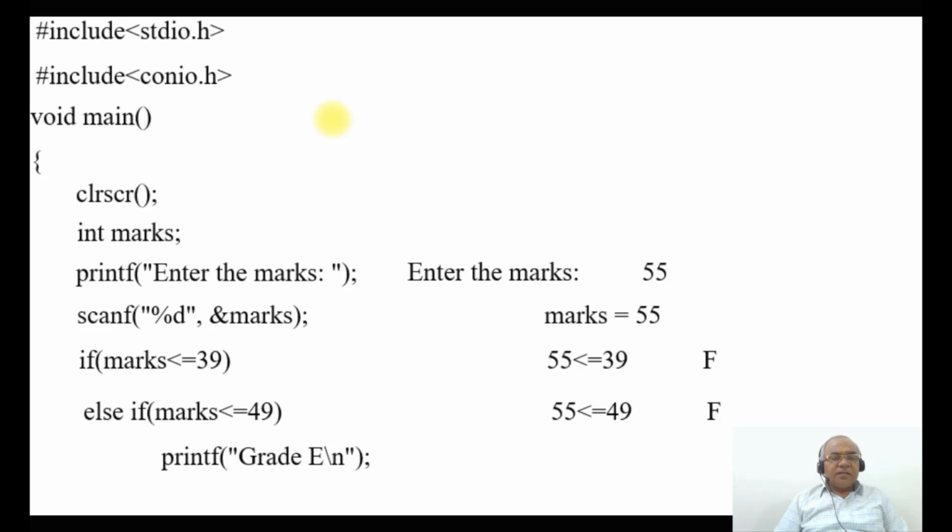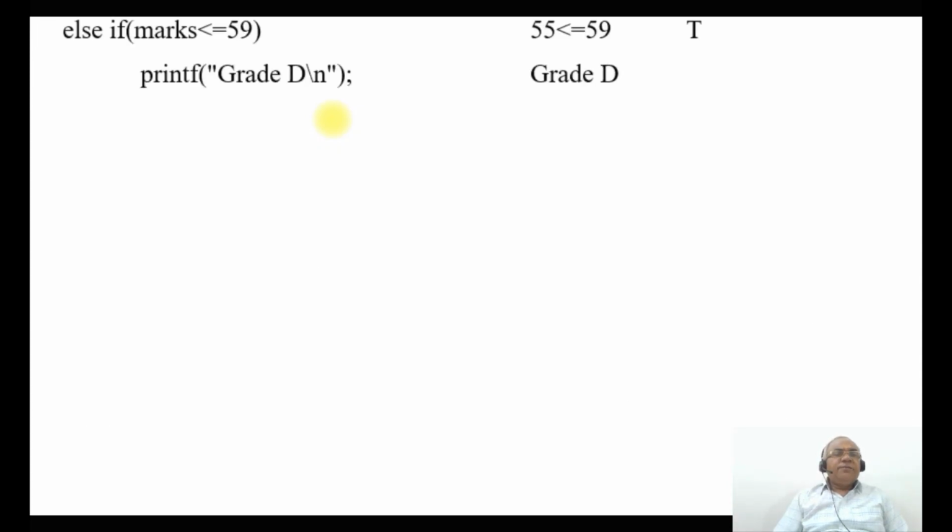Else if marks is less than or equal to 49, there also it is false. If it were less than or equal to 49, then printf grade E. Then we have, of course, both together, which we have been explaining here. So if marks is less than or equal to 59, here 55 is less than or equal to 59. Is 55 less than or equal to 59? Yes. So grade D, the printf of grade D will come.